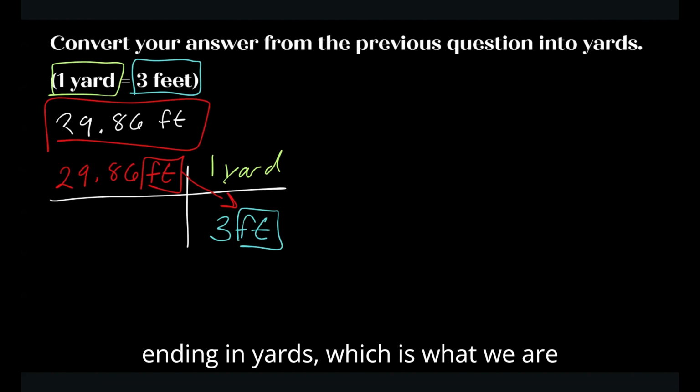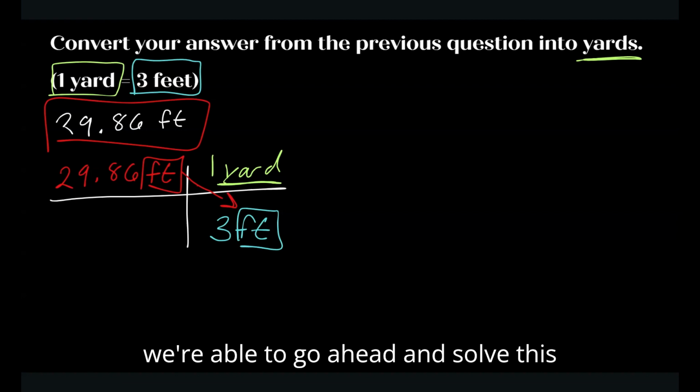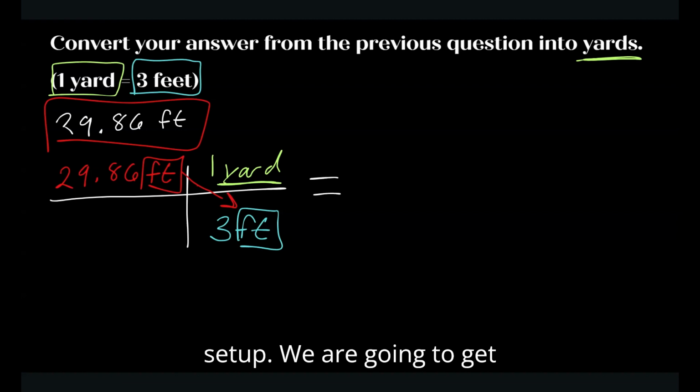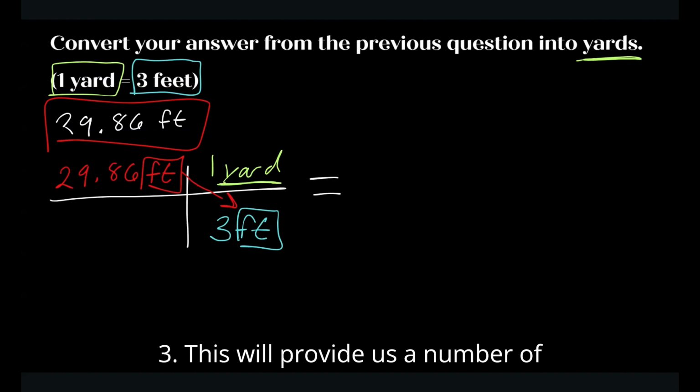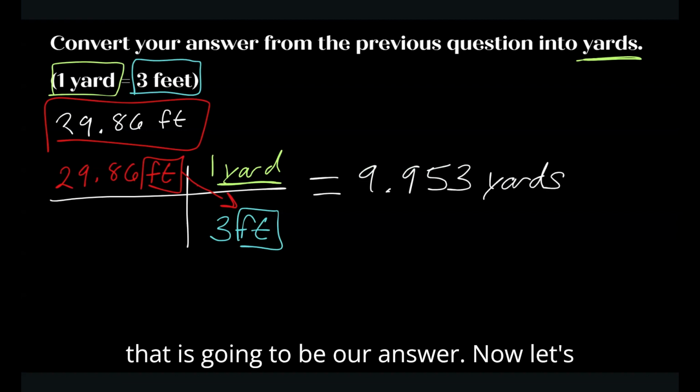Now we are ending in yards, which is what we are trying to solve for. So we know that we're able to go ahead and solve this setup. We are going to get 29.86 times 1 divided by 3. This will provide us a number of 9.953 yards. And that is going to be our answer.